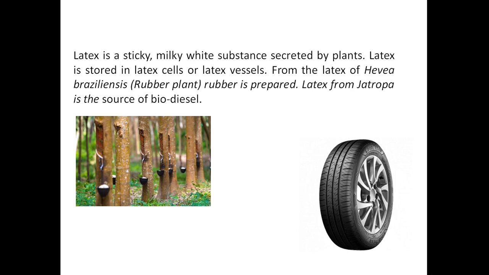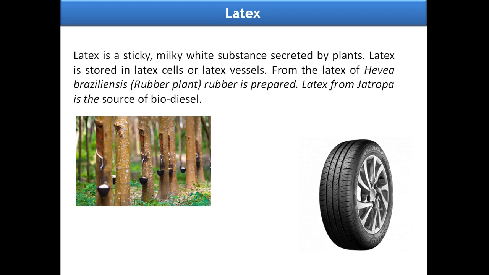And the last secondary metabolite is latex. Latex is a sticky, milky white substance secreted by plants. Latex is stored in latex cells or latex vessels. From the latex of Hevea brasiliensis, the rubber plant, rubber is prepared. Its scientific name is Hevea brasiliensis and this rubber is used to make the tires of all vehicles.